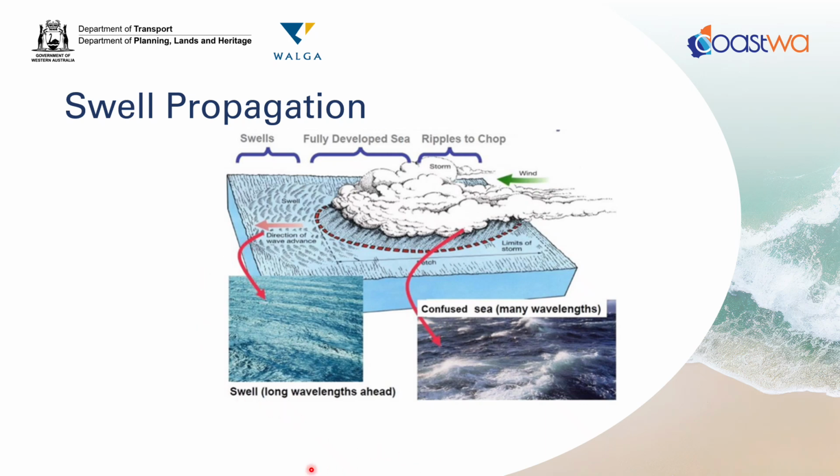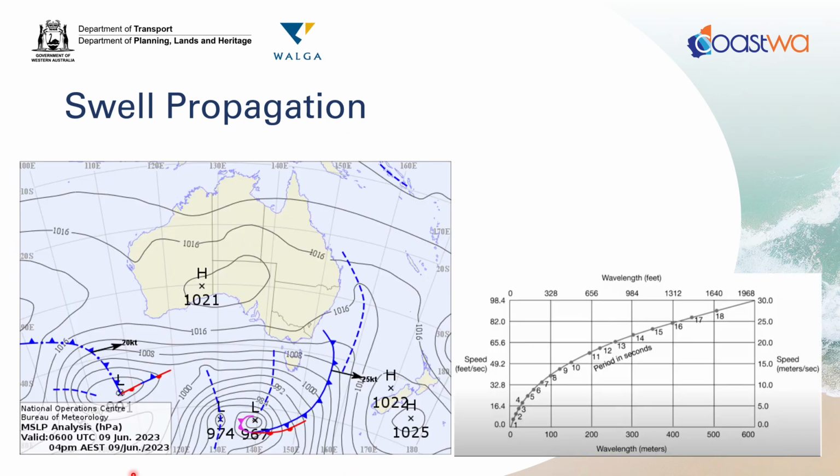So that can sometimes be a difficult thing to grasp in terms of how these waves actually travel away from the systems. So I wanted to provide a bit of an example of how that happens. On the left, we've got a typical synoptic chart from the Bureau of Meteorology. And what you can see here is that we've got this cold front that's approaching the southwest of Western Australia.